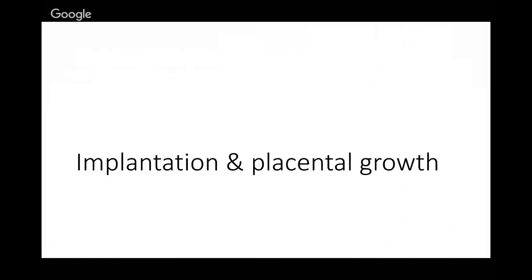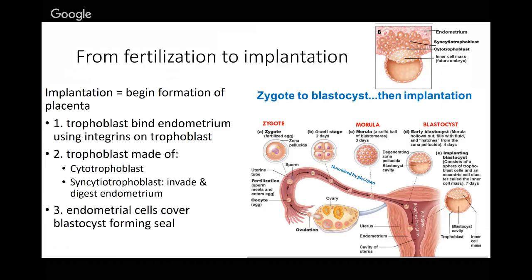Okay, so that brings us to implantation and placental growth. So again, just to summarize, from the process of fertilization to implantation, you go from zygote to morula to blastocyst, and usually it's at the blastocyst stage that you have implantation. Implantation starts to happen at around 6 to 7 days after fertilization occurs.